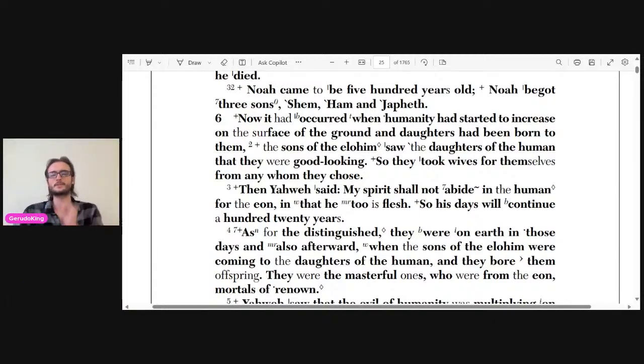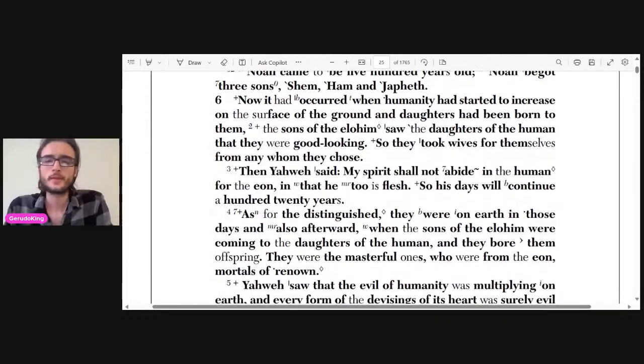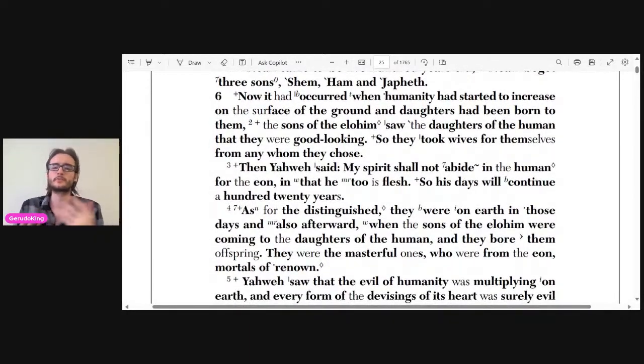All right, well, let's continue on here. This is chapter 6 of Genesis. Now it had occurred when humanity had started to increase on the surface of the ground, and daughters had been born to them. The sons of the Elohim saw the daughters of the human that they were good looking. So they took wives for themselves from any whom they chose.